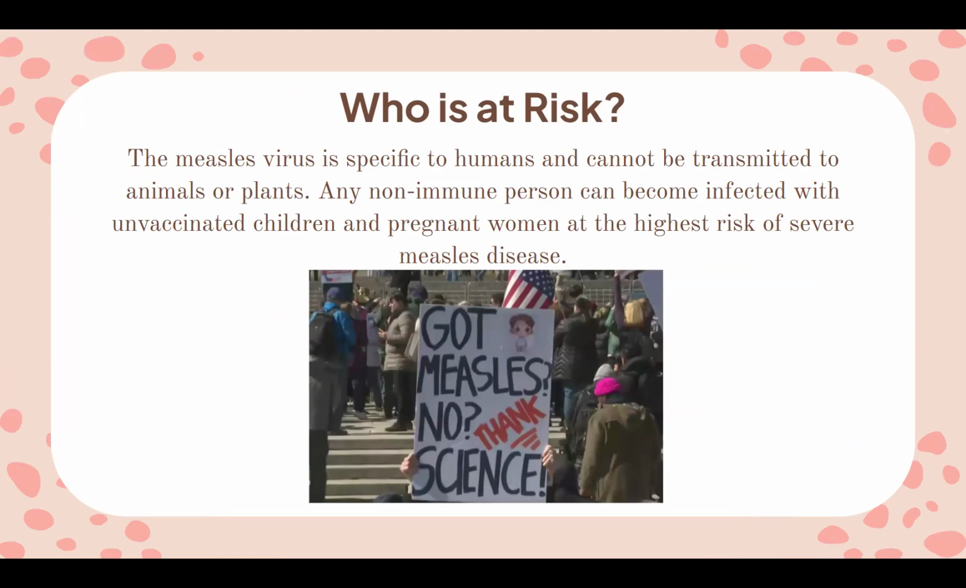Who is at risk? The measles virus is specific to humans and cannot be transmitted to animals or plants. Any non-immune person can become infected, with unvaccinated children and pregnant women at the highest risk of severe measles disease.